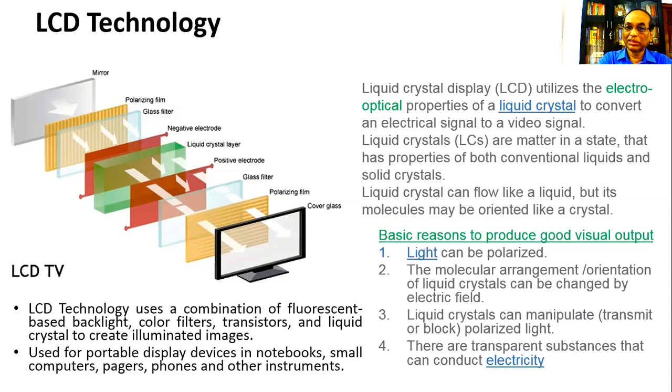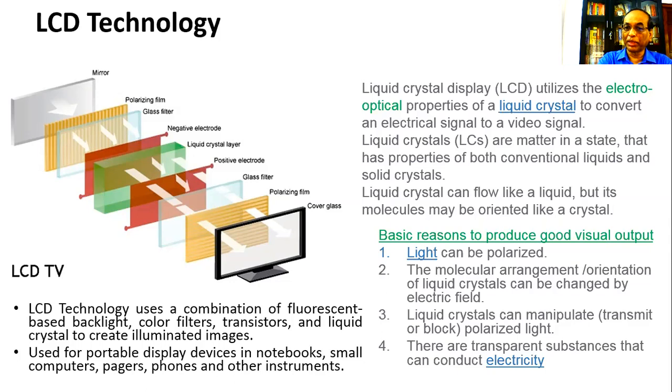Point one is light can be polarized. So basically this light beam is used, and because light can be polarized, the polarization property of the light will be used here. The molecular arrangement or orientation of liquid crystal can be changed by electric field. That is another reason to make it work: the electric field will change its molecular arrangement and this orientation of the liquid crystal.